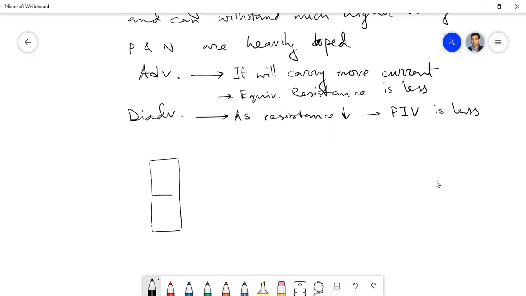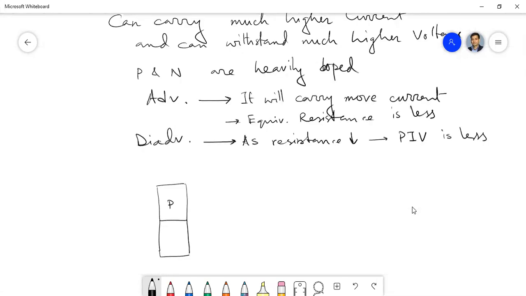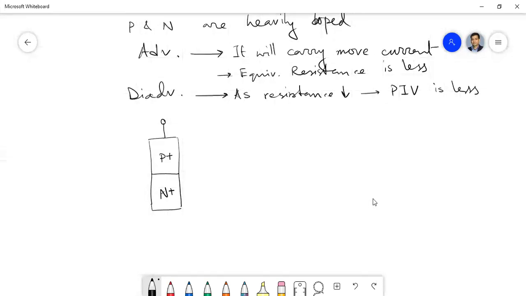already we have some P there. Okay, so let me draw. I have not drawn it yet. The heavily doped region, generally we draw like this: N plus, P plus. So this means it is heavily doped. This has its advantages and disadvantages. But what is the modification we can incorporate to give more PIV?